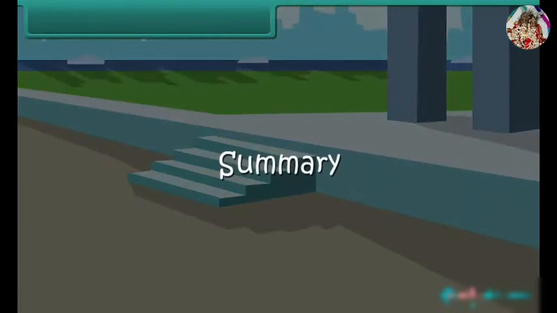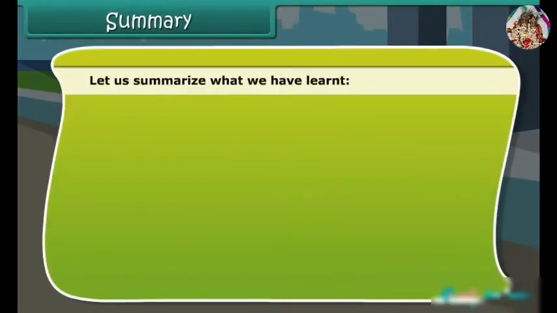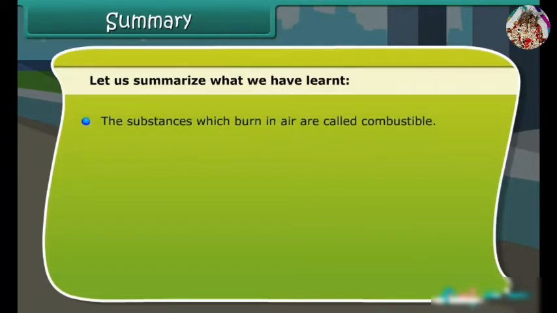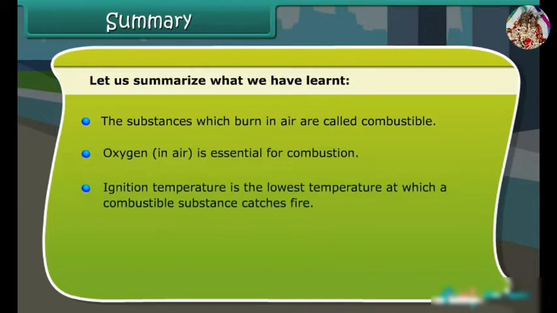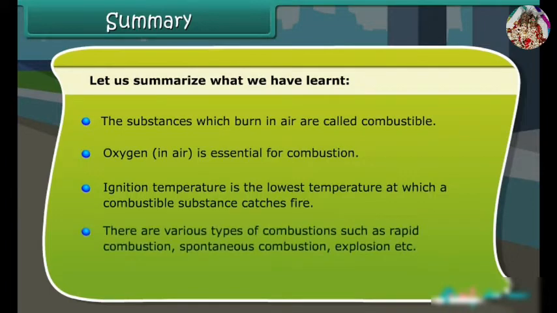Summary. Let us summarize what we have learned. The substances which burn in air are called combustible. Oxygen in air is essential for combustion. Ignition temperature is the lowest temperature at which a combustible substance catches fire. There are various types of combustions, such as rapid combustion, spontaneous combustion, explosion, etc.